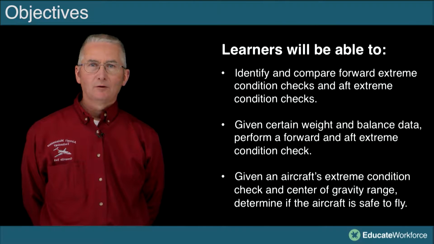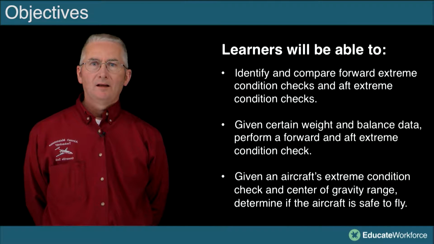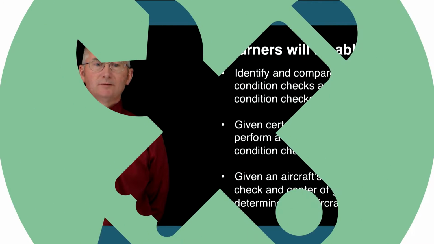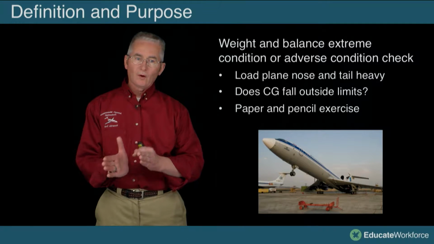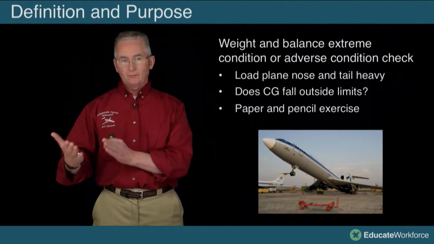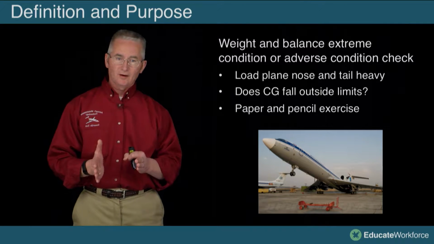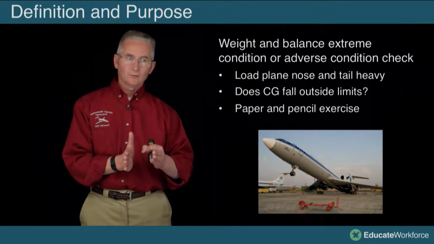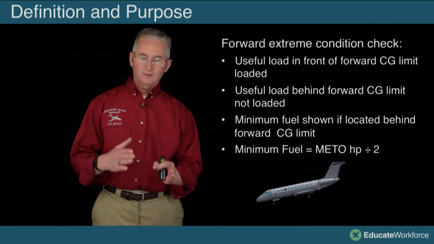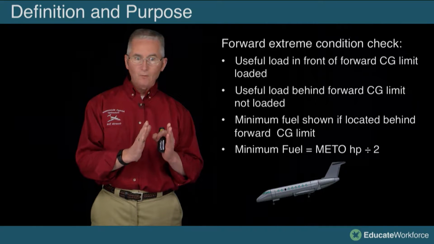There will be nothing that we would certainly not want to fly the aircraft, but we want to make sure that the aircraft could not inadvertently be loaded to a point where it would fall out of that safe center of gravity range. A weight and balance extreme condition or adverse condition check is something that's done to the airplane when we're worried about the aircraft falling either nose heavy or tail heavy in regards to the center of gravity. This is a pencil and paper exercise that we're going to do to make sure that the aircraft is actually safe to fly.